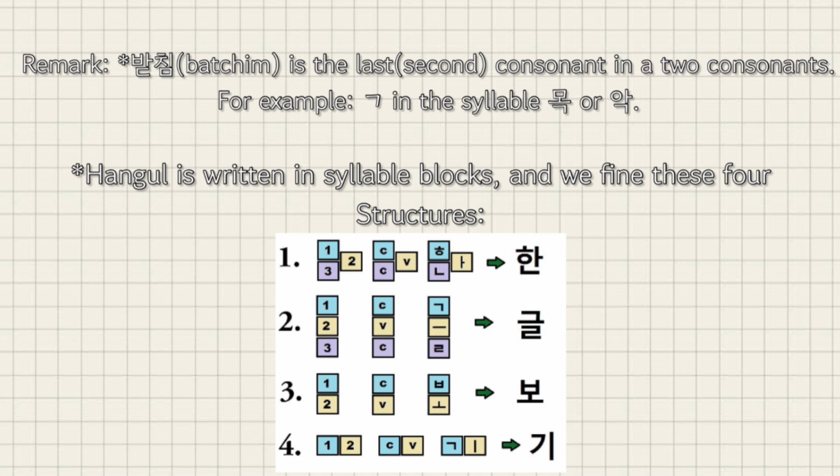Hangul is written in syllable blocks, and we can find these four structures. Yes, they are different, but all of them mean that there are two cases: a consonant and a vowel, or a consonant and a vowel and another consonant, which is the bachim.